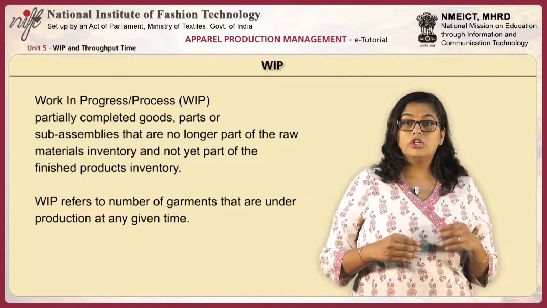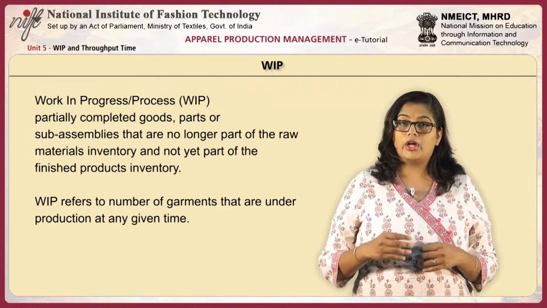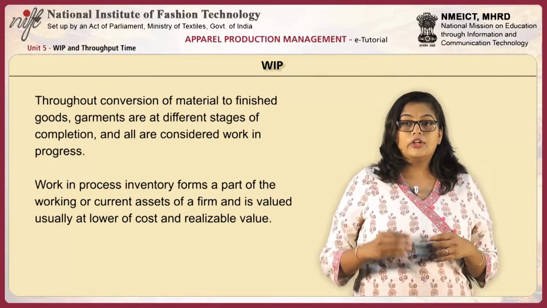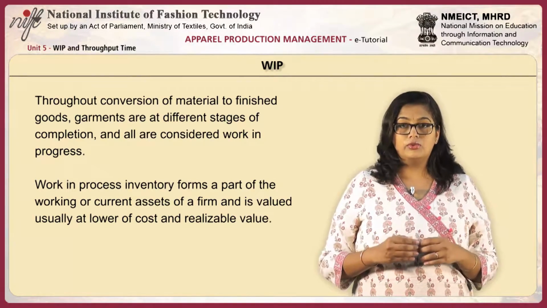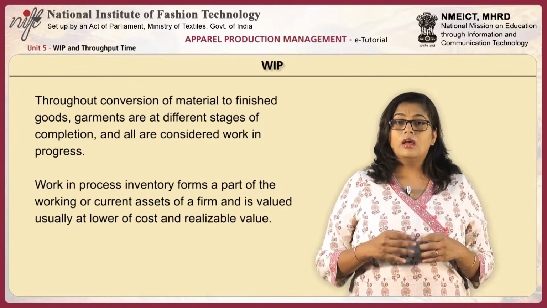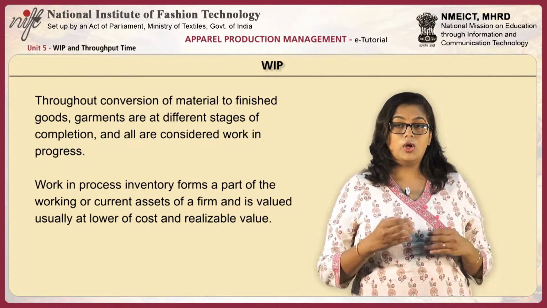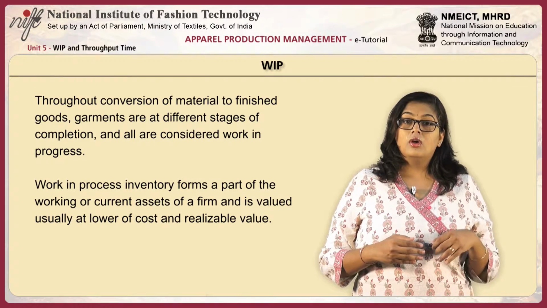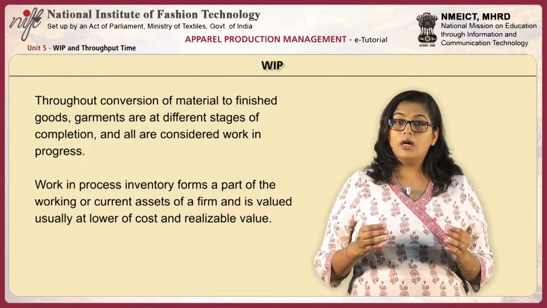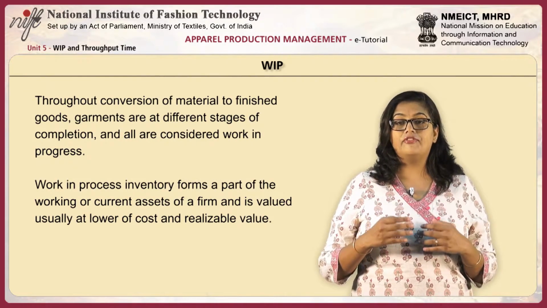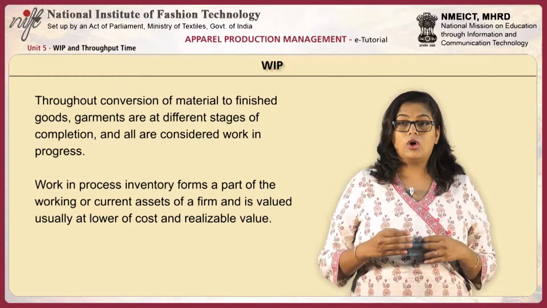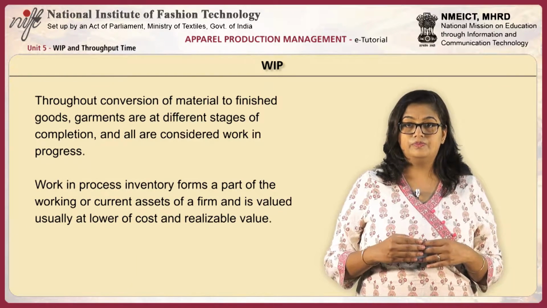WIP refers to number of garments that are under production at any given point of time. Throughout conversion of material to finished goods, garments are at different stages of completion and all are considered work in progress. Work in process inventory forms a part of the working or current assets of a firm and is valued usually at a lower cost and realizable value.